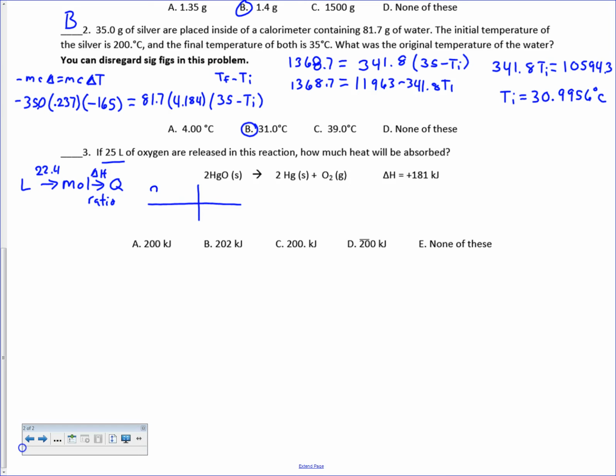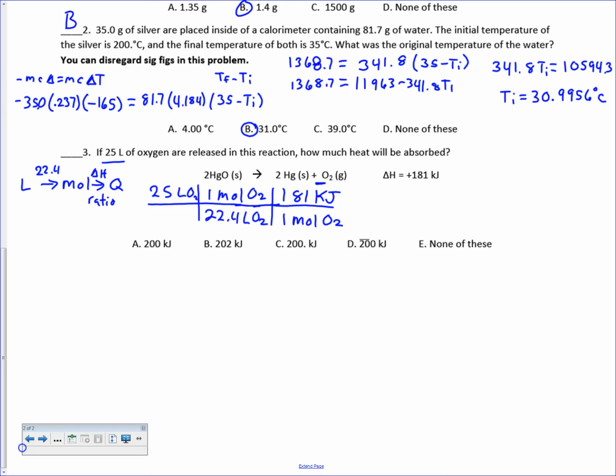Starting here, 25 liters on top of O2. We know that there's 22.4 liters of O2 in 1 mole of O2. All right, and then looking here, we see the coefficient on O2 is 1. So for every 1 mole of O2 that's produced, we absorb 181 kilojoules.